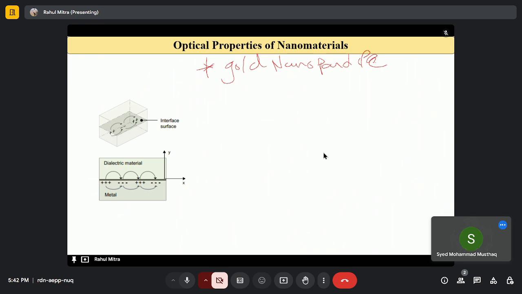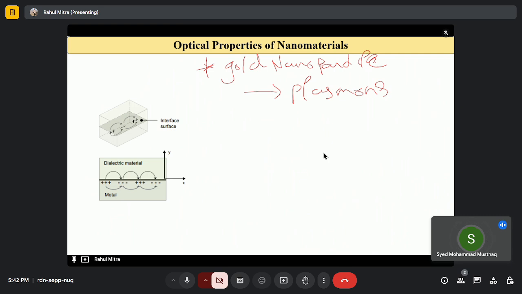To explain why this happens, there is a physical phenomenon called plasmons. I have explained in the first or second lecture what a plasmon is, right? I described different quantum particles like phonons. What are phonons? The collective oscillation of atoms inside a crystal lattice. What about plasmons? Plasmons are nothing but the collective oscillation of electrons.